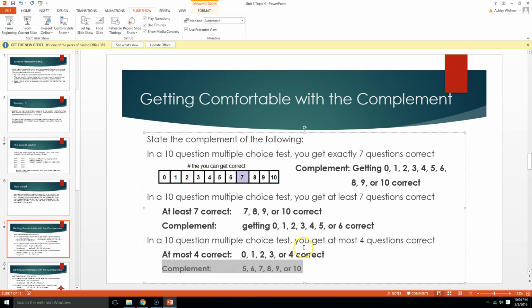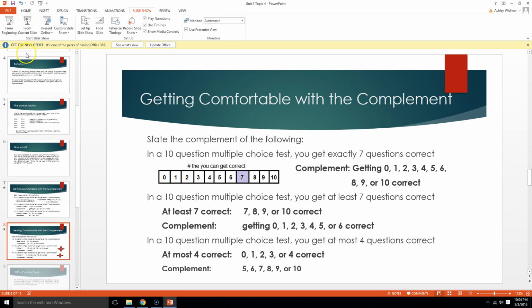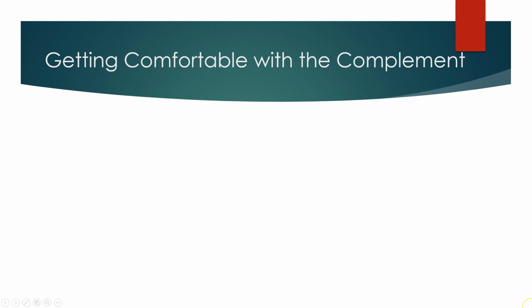So 0 through 4, the only other things that you can do is get 5 through 10 correct. So there are a few more here. We haven't quite reached the complement yet, but we're close.